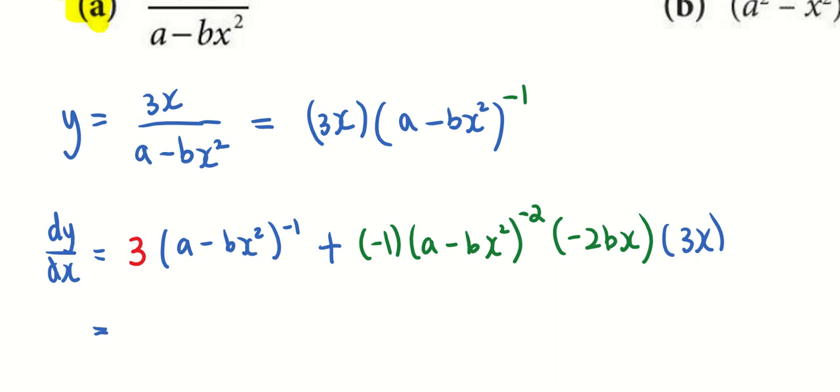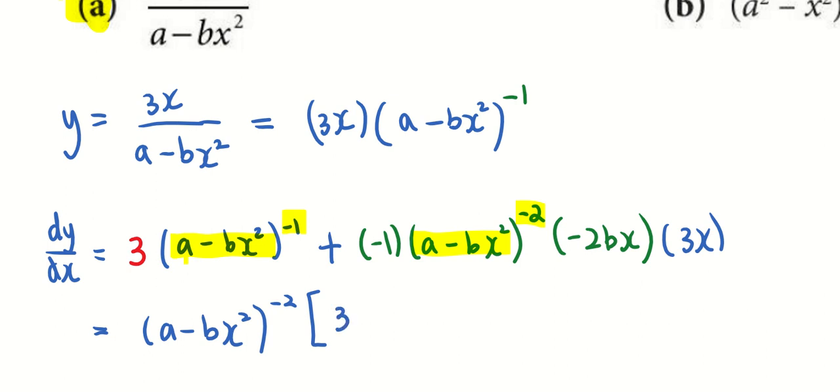Remember, I look for the common factor and then I compare power. So I see this a minus bx squared power negative 1, a minus bx squared power negative 2. Which one should I take out? I will take out the lower power, which is negative 2. So I'm going to do that. And then square bracket, because I want to keep everything else inside. It's going to be quite big.